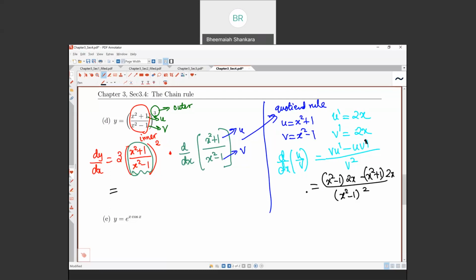So bring it here. You have 3 times (x squared plus 1 divided by x squared minus 1) squared, times all the terms on the right, which is x squared minus 1 times 2x, minus x squared plus 1 times 2x, divided by x squared minus 1 squared.